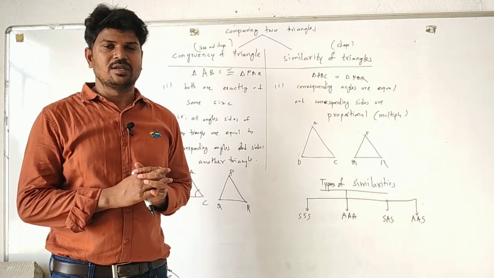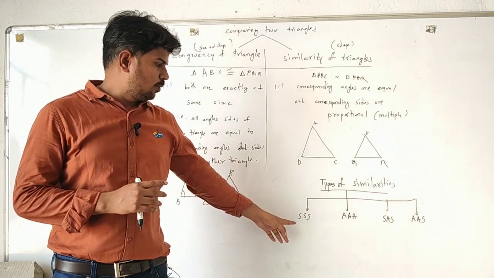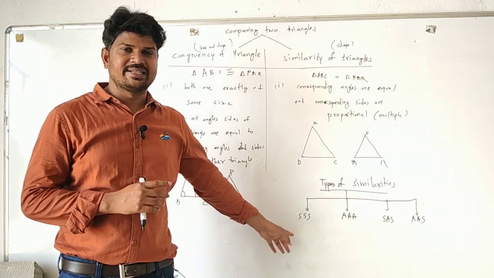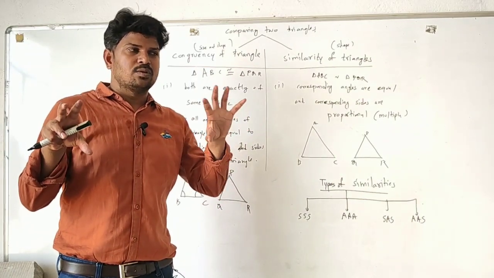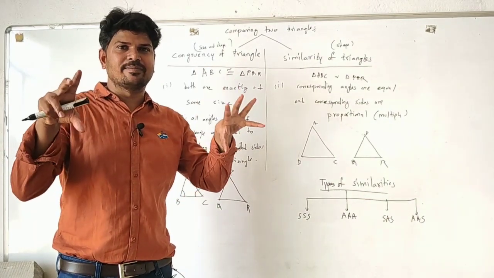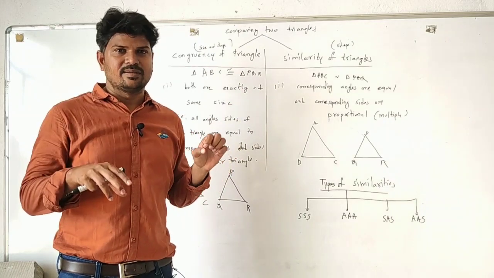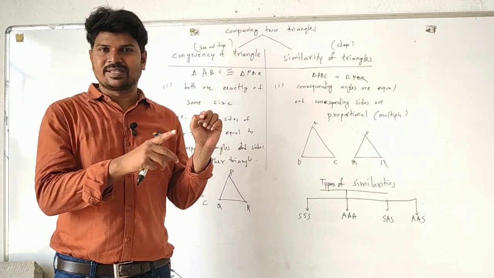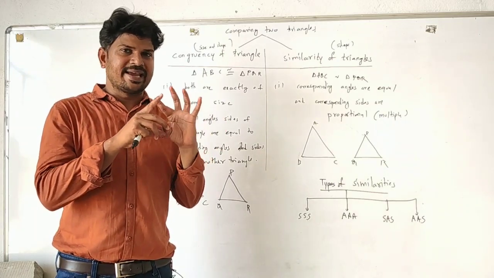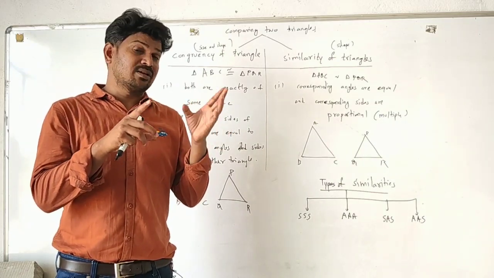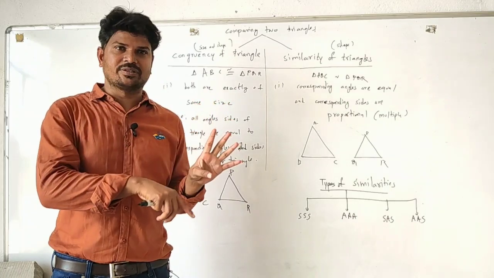Okay, so based on combinations of sides and angles, we classify similarity into 4 types. One is the side. If two triangles have all sides the same, then we call them similar triangles, because as the sides are the same, the angles must be the same.